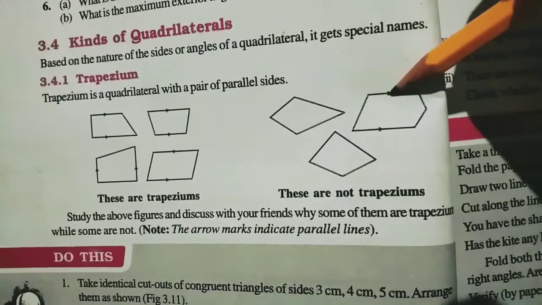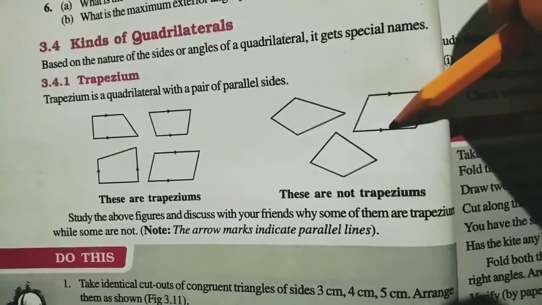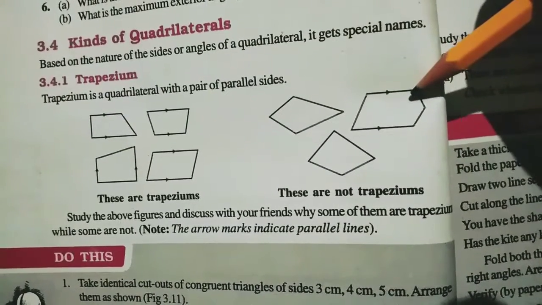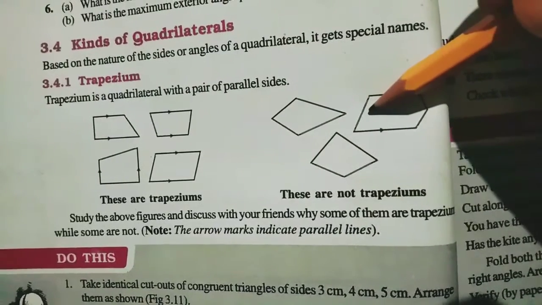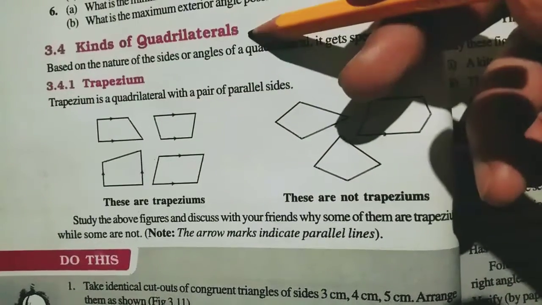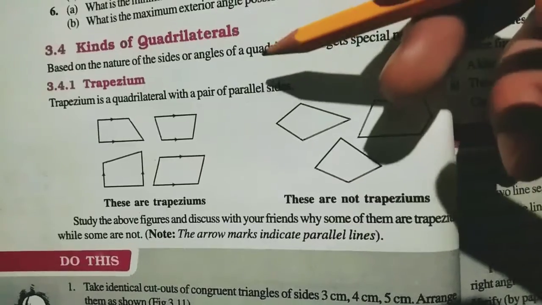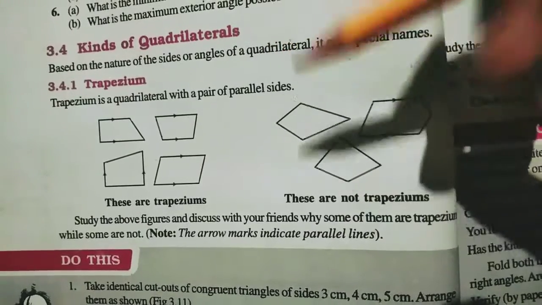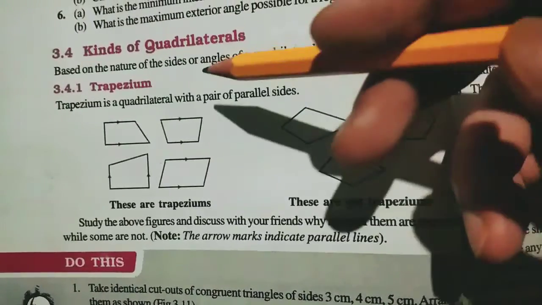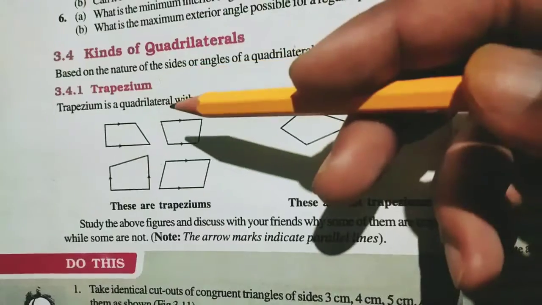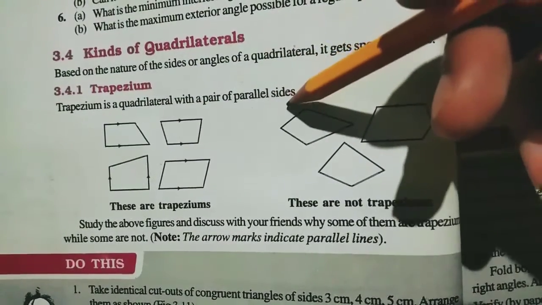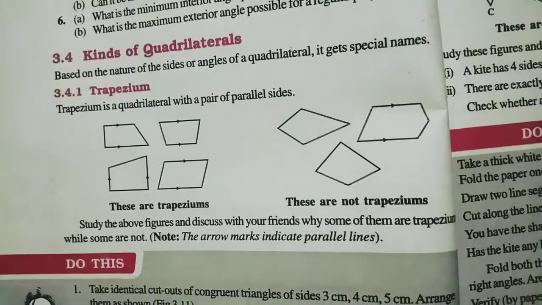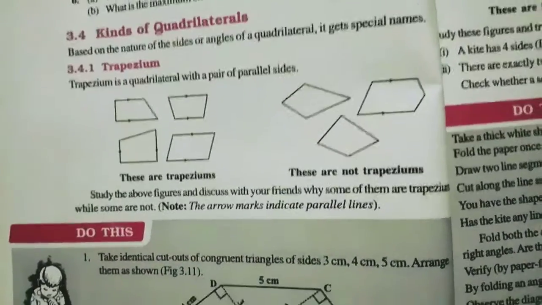Okay, see here in this figure, these two lines are parallel, but how many sides does it have? Five sides. 1, 2, 3, 4, 5. So five sides is not a quadrilateral. Understood? You always have to remember a quadrilateral has four sides. And if any quadrilateral has a pair of parallel sides, then it is a trapezium. Now, understood what a trapezium is?